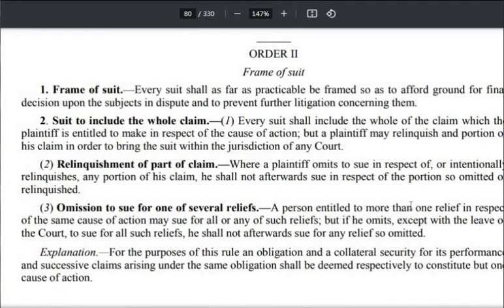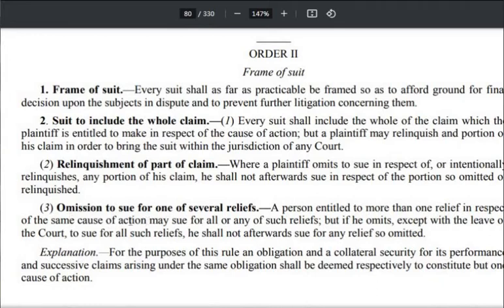और अगर वो entitled नहीं था, if he was not entitled, then obviously he could not have claimed the relief in the former suit. So therefore one requirement is that the defendant shall prove that in the subsequent suit the relief that he is claiming today, that relief was available to him at the time of the former suit. Then only he will say that he was entitled, and then he will say that he has relinquished by not claiming it. A person entitled to more than one relief in respect of the same cause of action.